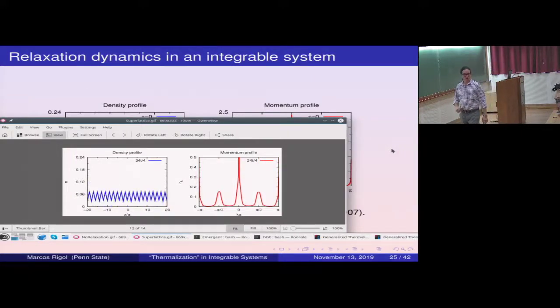That's right. With open boundaries, it's a box. So what I did is, from that experiment I showed you, I removed the harmonic trap, which is problematic, and I just put it in a box.